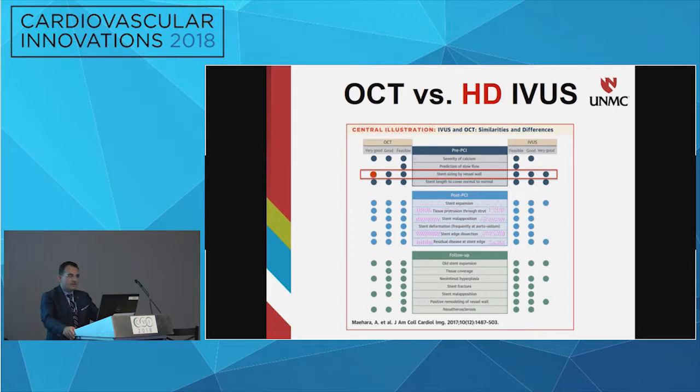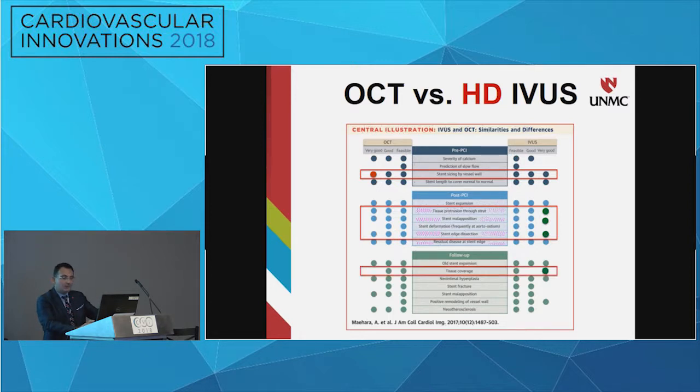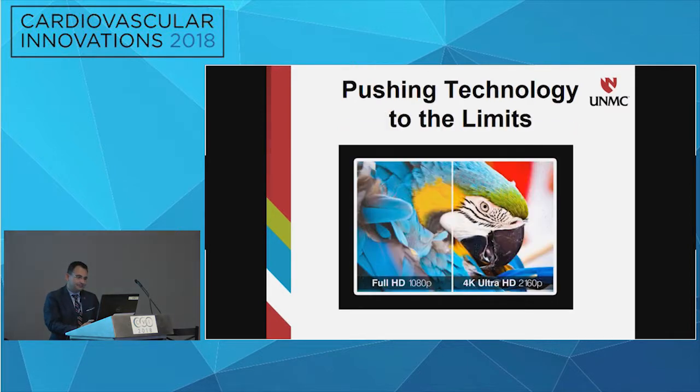So, coming back to the initial concept of OCT versus standard definition IVUS, how does the OCT now compare to high-def IVUS in stents? In post-PCI, now we get points, we get greens here. We can better see, comparably to the OCT, with the high-definition IVUS, the strut malapposition, the tissue protrusion through the struts, and the edge dissection. And also at the follow-up, now we can better assess the restenosis and the nature of the stenosis, whether this is related to neoatherosclerosis or neointimal hyperplasia.